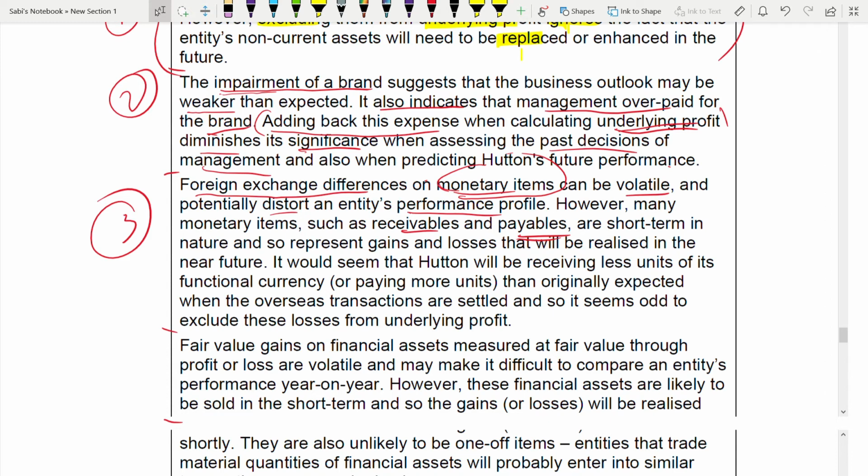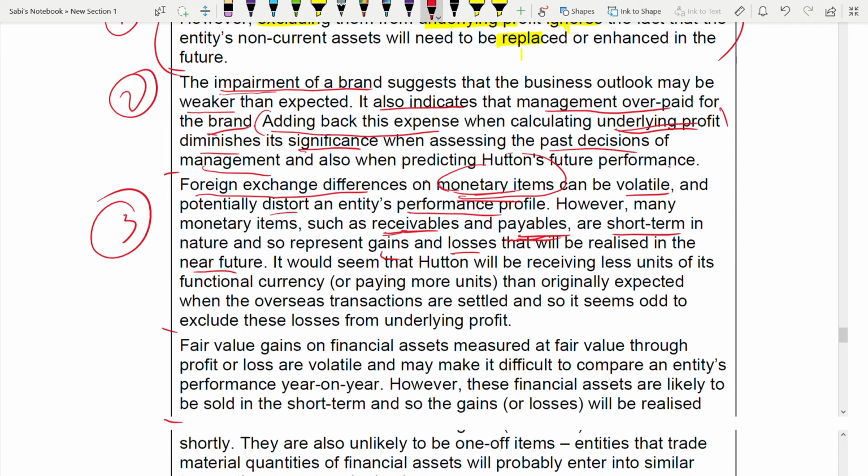Like for foreign exchange differences on monetary items, these monetary items also you can break down like receivables and payables. These are examples. You are going to receive money or you are going to pay money from that. That is the meaning of monetary items. Like receivables and payables, your inventories are not monetary items. Your non-current assets are not monetary items. They are non-monetary items. So receivables and payables. Another nature is they are short term, and so their gains and losses will be realized in the near future. That means very shortly you will realize their gains and losses.